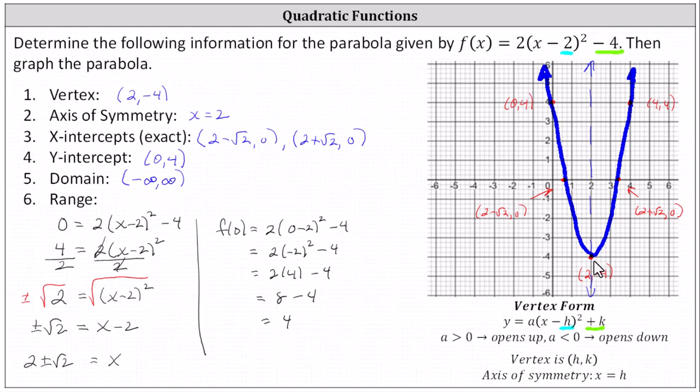The range is a set of all possible outputs or y values. Because the parabola opens up, the range is y greater than or equal to -4, or the interval from -4 to infinity, closed on -4. So we have the interval from -4 to infinity. Because the range includes -4, we have a square bracket to the left, and we have a parenthesis to the right of infinity.